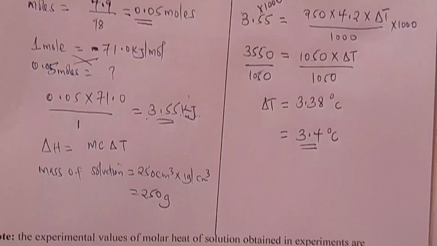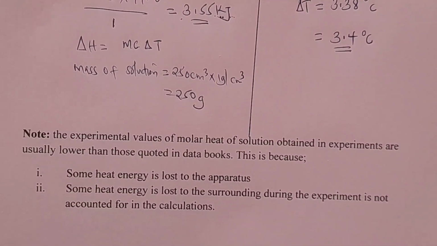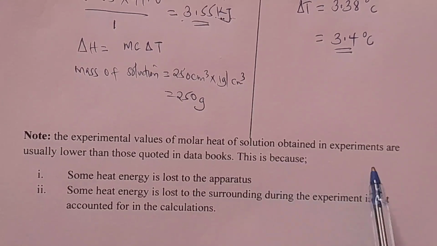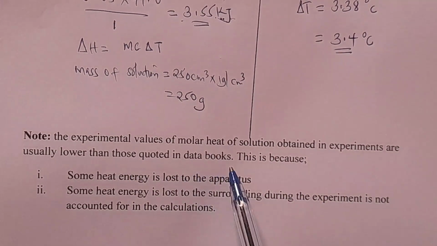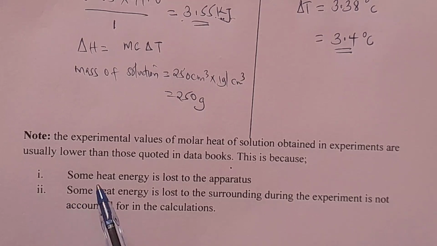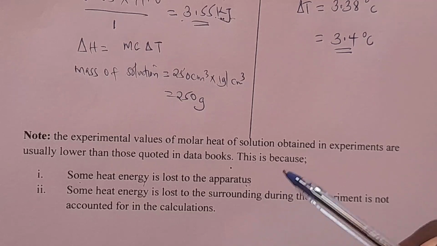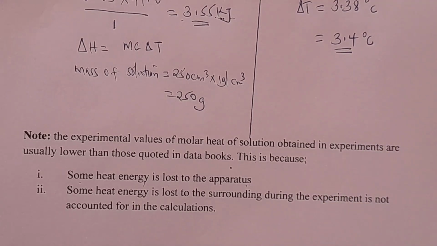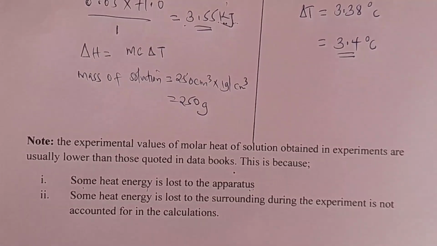Next, let's conclude. We are told to note that the experimental value of molar heat of solution obtained in experiments is usually lower than those quoted in data books or textbooks. The reason is experimental errors, which can result from two things. One, some heat energy is lost to the apparatus. Two, some heat energy is lost to the surroundings during the experiment, which is not accounted for in the calculation.